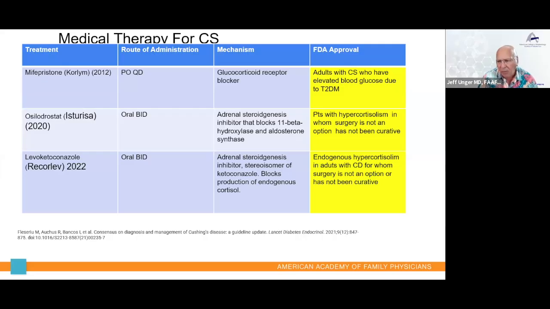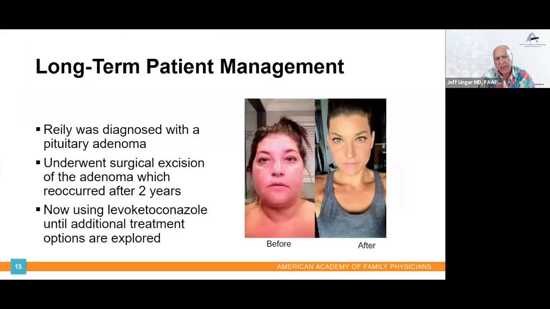Also, we've got to recognize that if somebody has an adrenal adenoma or a pituitary adenoma, then the best treatment may be surgical. Unfortunately, if somebody has an adrenal adenoma and they're young women, there's a really good chance, a 40% chance, of tumor recurrence. Remember Riley? I showed you this patient when we started.